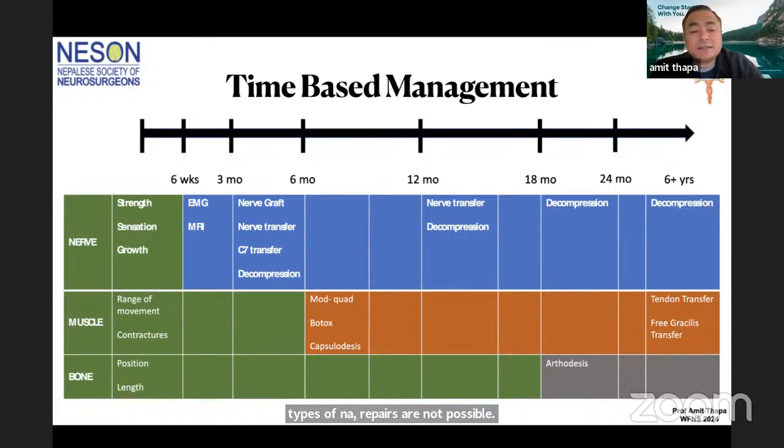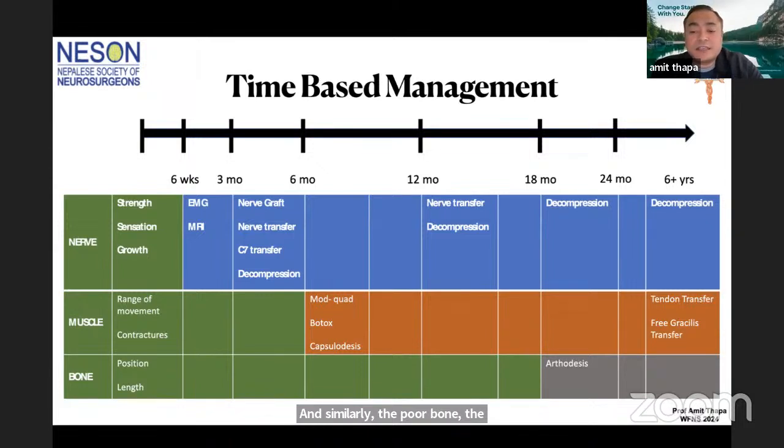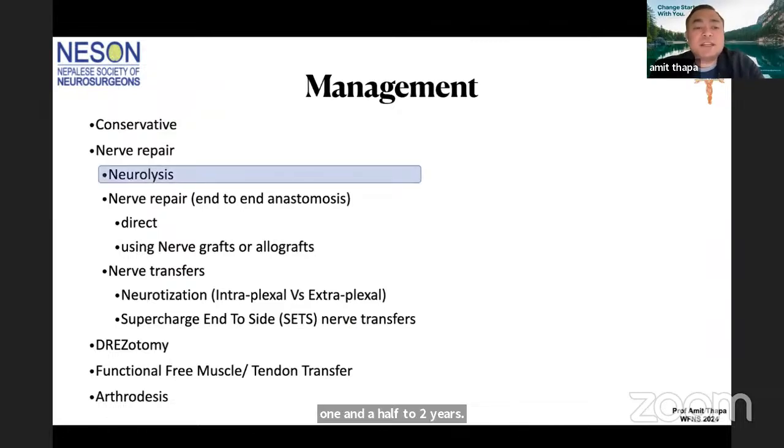Then comes the muscle, where if there are some initial contractures or a limitation of the range of movements, then we can use certain maneuvers. However, tendon transfers or free gracilis transfers are reserved for patients who have come back very late. And similarly, the bone maneuvers are started whenever there is a palsy in patients after 1.5 to 2 years. So in a nutshell, there are a lot of things we can do with these patients. Conservative management is reserved only for patients with neuropraxias. Whenever the patient has axonotmesis and neurotmesis, we like to go for a nerve repair.